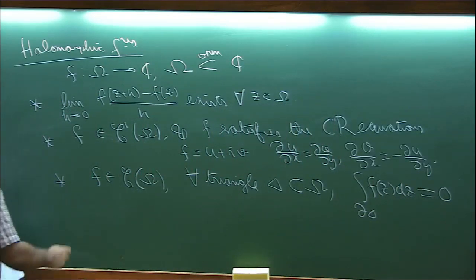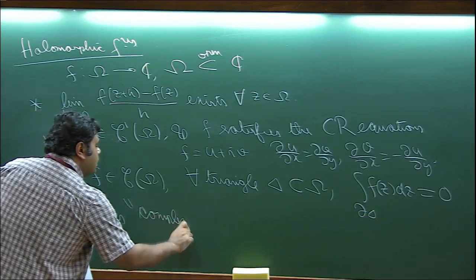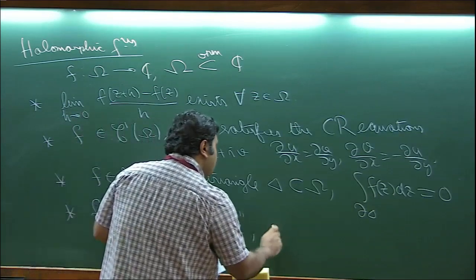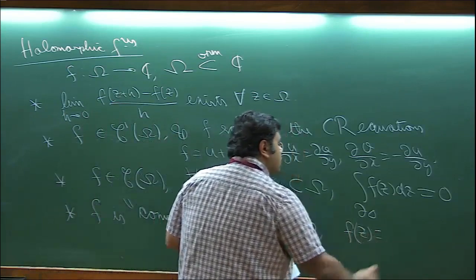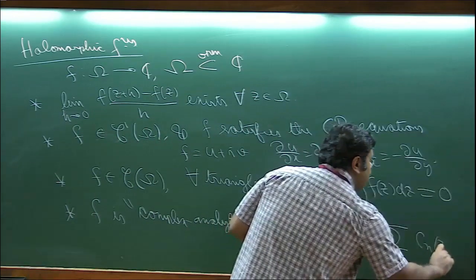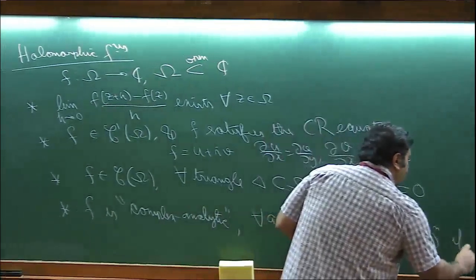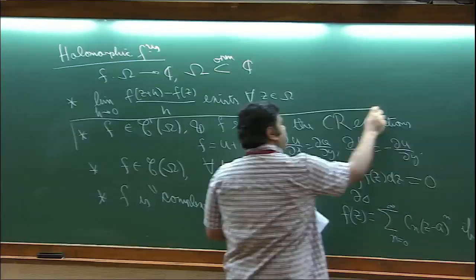And finally, f is complex analytic, which is to say, for every point a in this domain omega, I can write f of z as the sum of c_n times (z minus a) to the power n, n goes from 0 to infinity, for z near a. So there's a power series expansion in the neighborhood of each point. So depending on your taste, you can take any one of them as definition, but for our point of view, this is the natural definition.